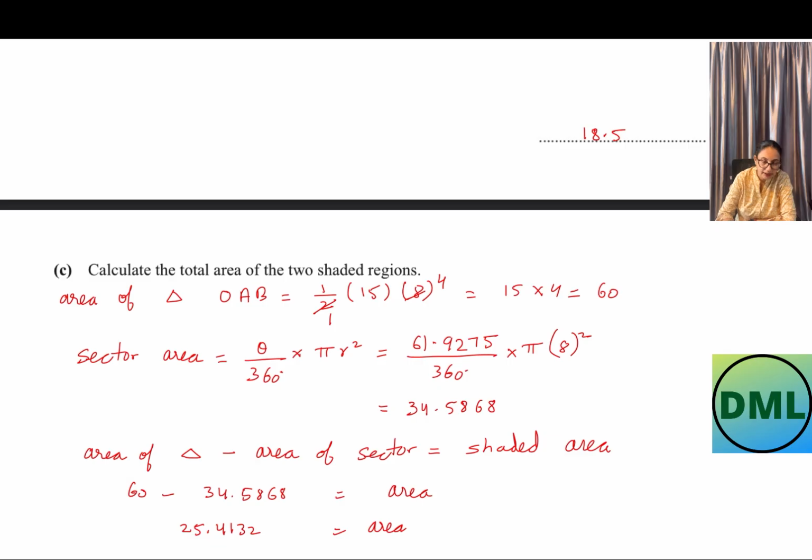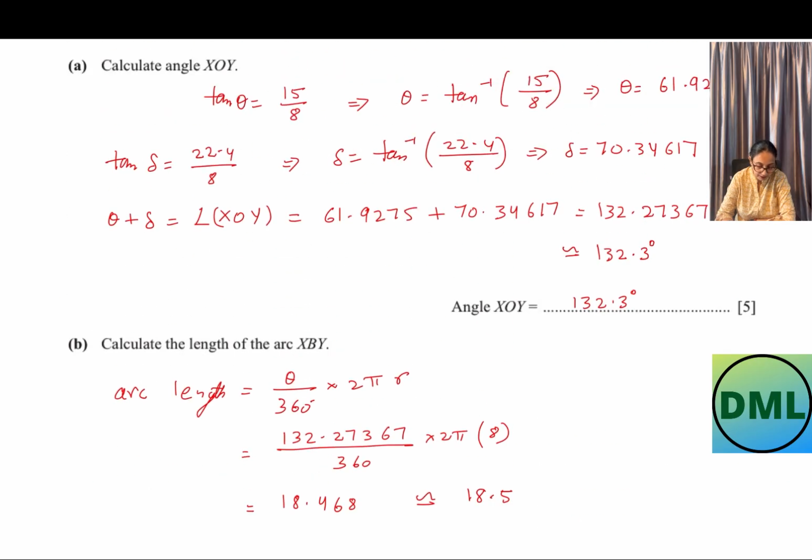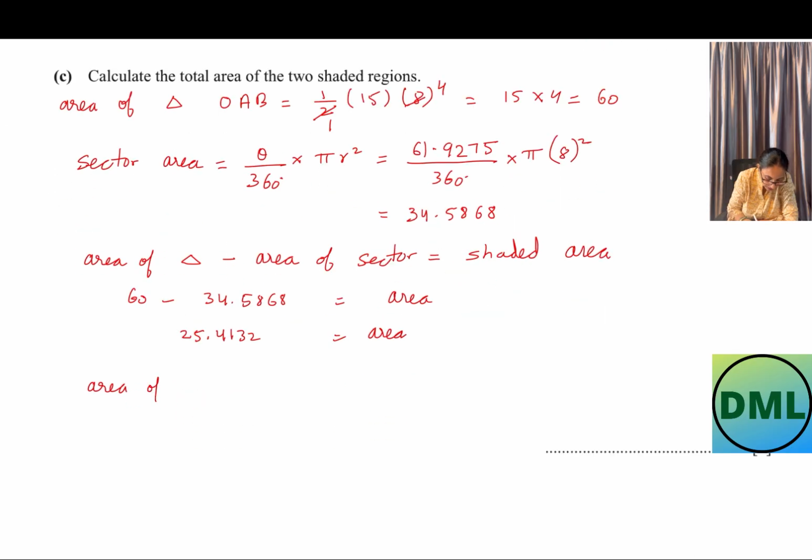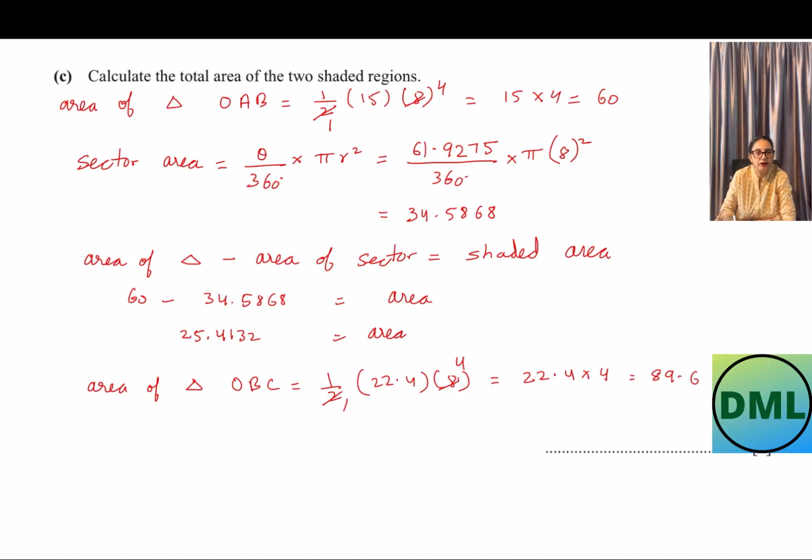I need to calculate the area of the triangle OBC. Let's do it here. Area of triangle OBC is given as half. Base is 22.4. My height is 8. Let's cancel that here from 2 times table. This will be 4. 22.4 times 4. If you multiply that, your answer will be equal to 89.6 here. Let's find out the sector area here.